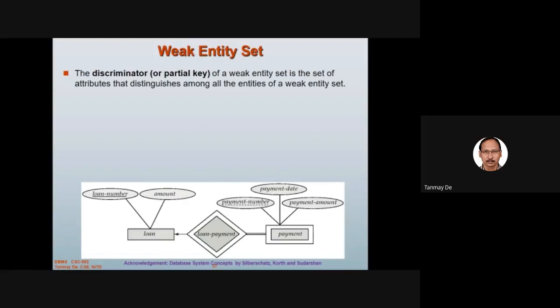Why? The loan number, in the case of loan, uniquely determines each of the loan entities. Why is payment number not a primary key? Because the existence of the payment depends on the loan. If there is no loan, then there is no corresponding payment of that loan.